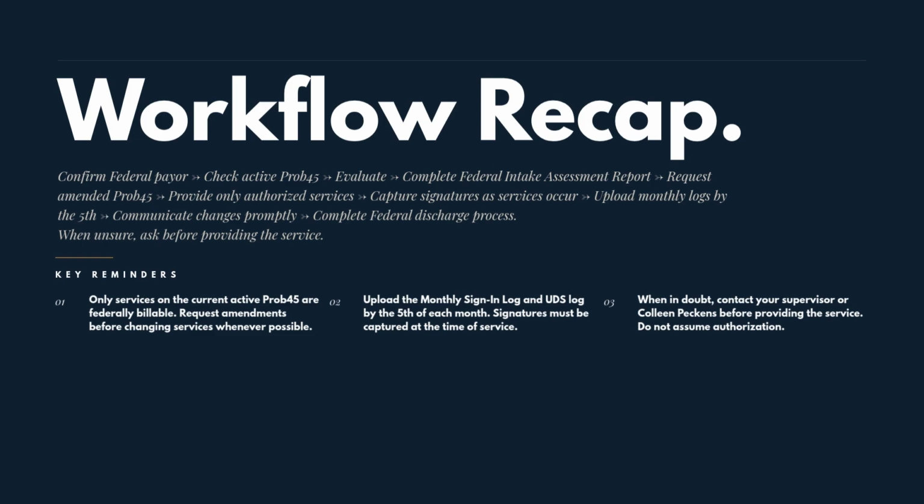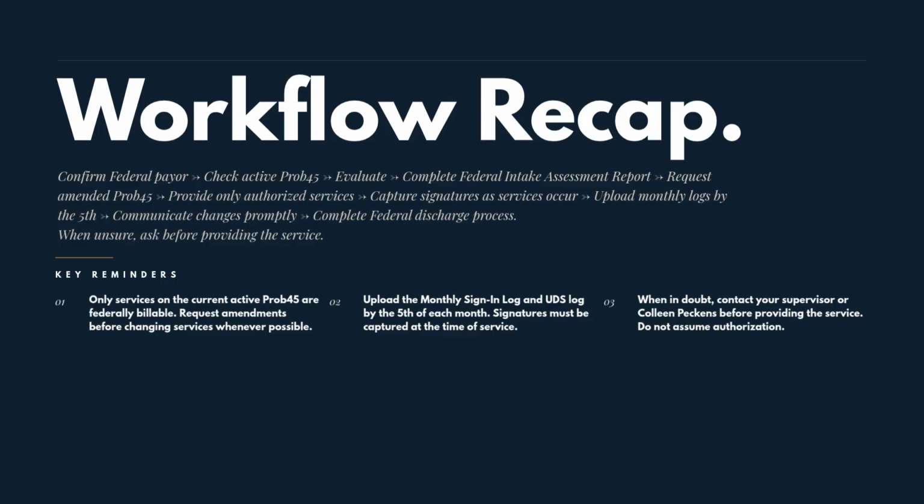So the federal workflow can feel pretty paperwork heavy, but most problems can be prevented by remembering just a few basic rules. First, confirm that federal is actually the payer. Federal involvement alone does not make this workflow apply. Second, check the active Prob45 before providing or changing services. Third, when you request an amended Prob45, request everything that the client clinically needs, including individual counseling and urine drug screening. Fourth, complete the federal intake assessment report after the evaluation when requesting ongoing treatment authorization.